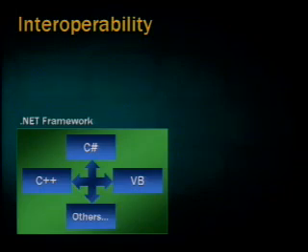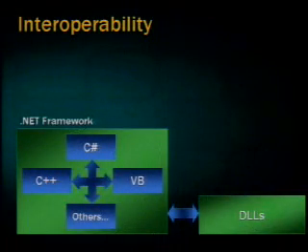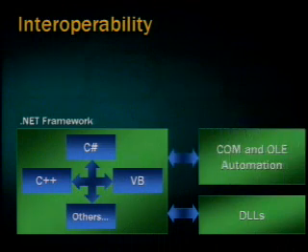But it's not enough to just interoperate between the languages in this new world. Of course, there's a lot of code out there that was not written for the .NET framework, and we want to make sure that that code can still be fully leveraged. So the .NET framework provides interoperability with code that sits in DLLs through a mechanism known as P/Invoke, or with COM and OLE automation objects.